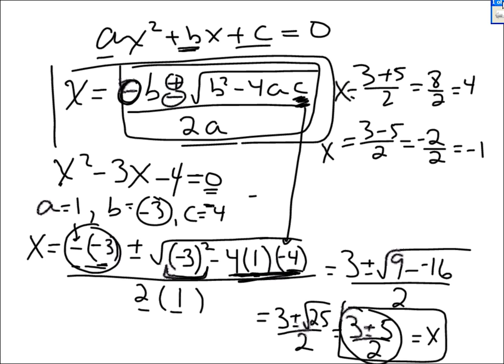The only time you would leave it like that is when you couldn't add them. For example, if you ended up with not 3 plus or minus 5 over 2, but 3 plus or minus the square root of 5.